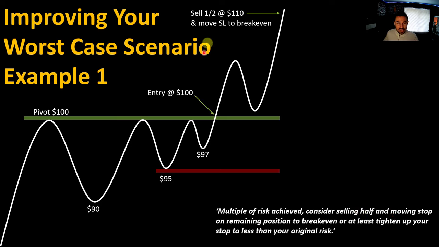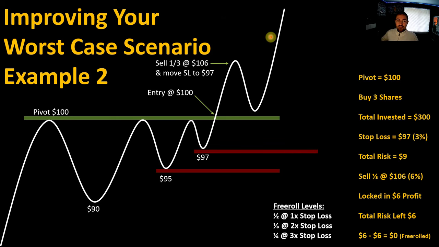So what Minervini is saying here is multiple of risk achieved, consider selling half. Well, if the share price moves up here to $110, that is going to be 2x our initial stop loss. So therefore, we could sell half of the position and move our stop loss to break even. So if our entry is at 100, our stop loss is at 95, well, 2x that in terms of the risk, so 5%, we need 10% gain, would be up to 110, which we're imagining is up here. So when that is achieved, we could sell half the position at 110 and then move the stop loss to break even. Hopefully that makes sense.